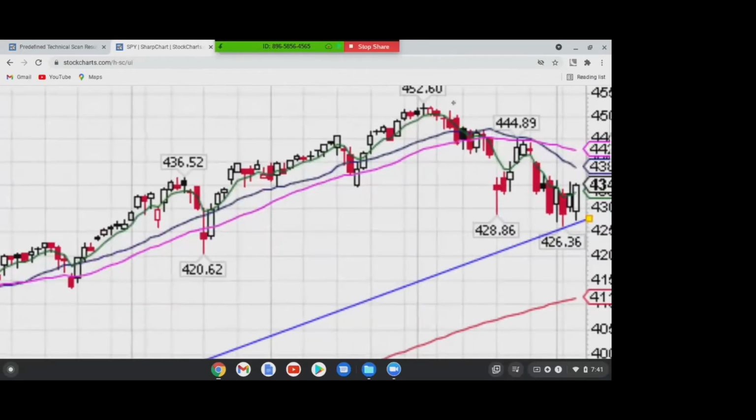We're going to connect the tops. Boom, boom, boom. Connect it, touching more than two times, right? That's a trend line as well, but it's also resistance because, as we can see, every time it hits this area, it bounces down. Touches it, bounces down. Touches it, bounces down. So this is also resistance.